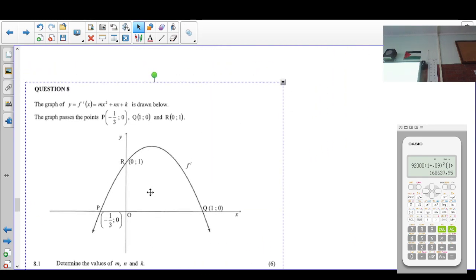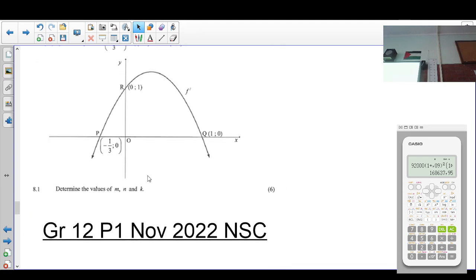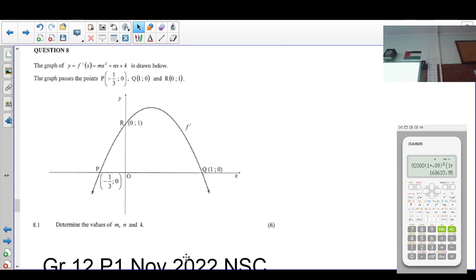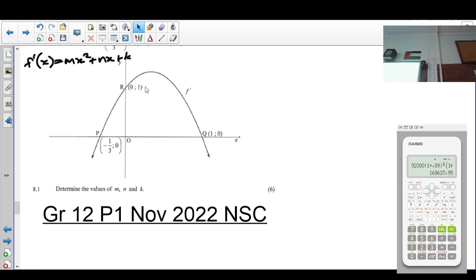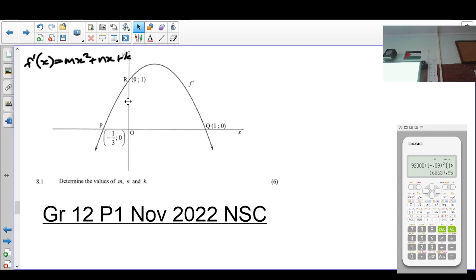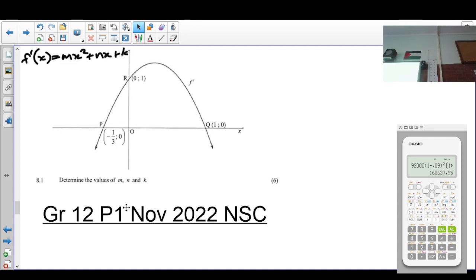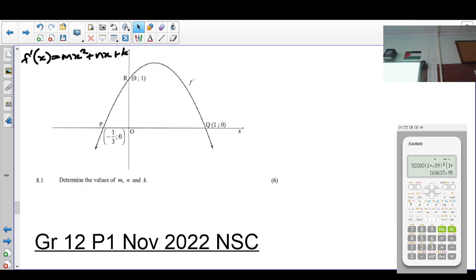People, let's look at question 8. In question 8, we are told that f prime of x is equal to mx squared plus nx plus k is drawn. The graph is passing through P at negative a third and 0, Q which is 1 and 0, and R which is 0 and 1. The first question says, determine the values of n, m, and k.